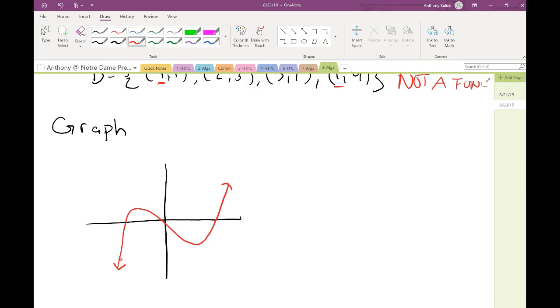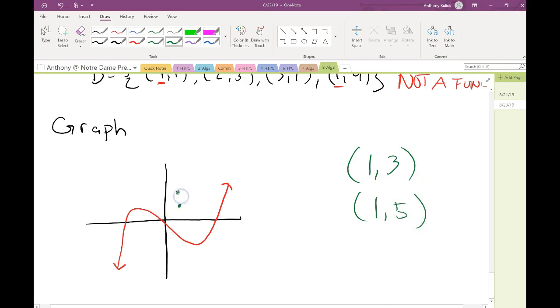Okay. So we still need to check the same thing. We need to check to see if there's any x's that are used more than once. What would that look like on a graph if I had x's used more than once? If I had one x that was used more than once, what would that look like? Vertical. Who says that? Excellent. Yeah, that's exactly what it would look like. For example, if I had the point (1, 3) and then (1, 5), it would look like that, right? Where they're just on top of each other.